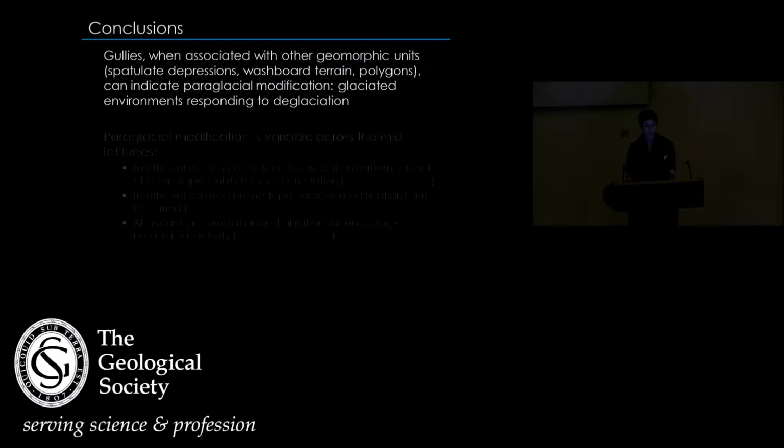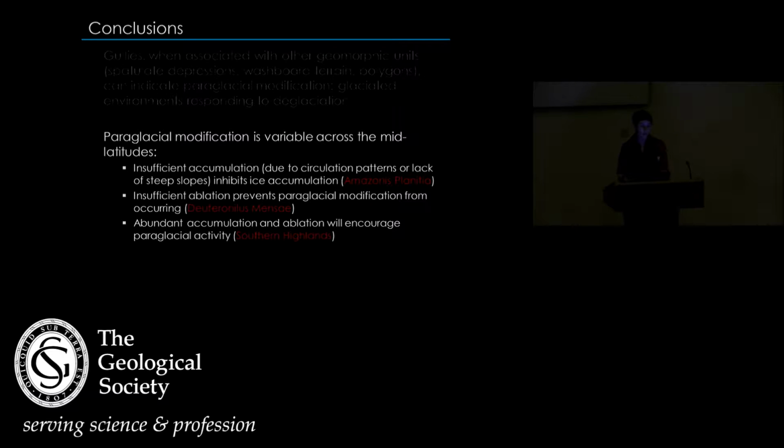So just to step through some conclusions: gullies with associated other geomorphic units, my spatula depressions, this weird washboard terrain, and polygons, could indicate periglacial modification in the mid-latitudes of Mars. And again, this periglacial response is the environment responding to deglaciation. And periglacial modification itself is variable across the mid-latitudes. You need to have a sufficient amount of accumulation and glaciation in order to actually have something to deglaciate. So in Amazonis Planitia, we just didn't have any glaciated craters.